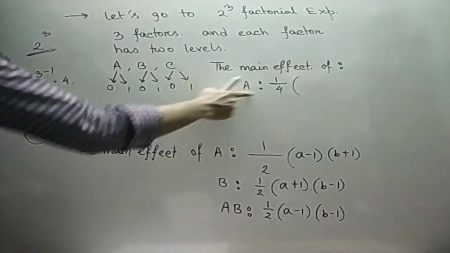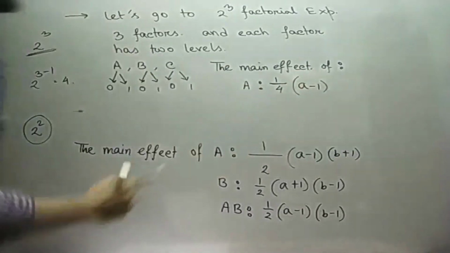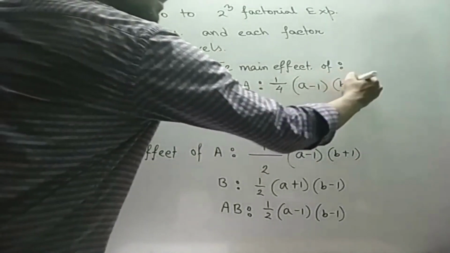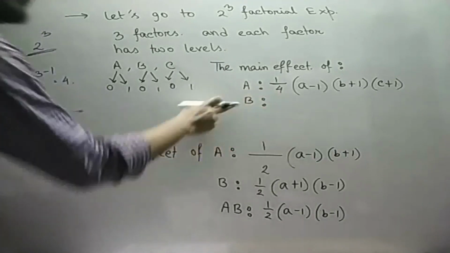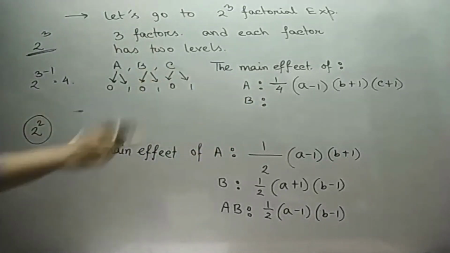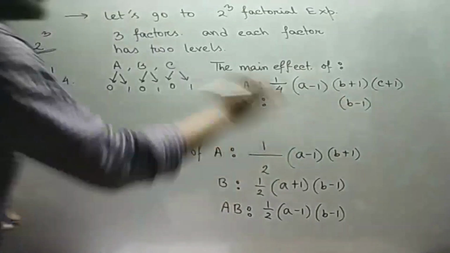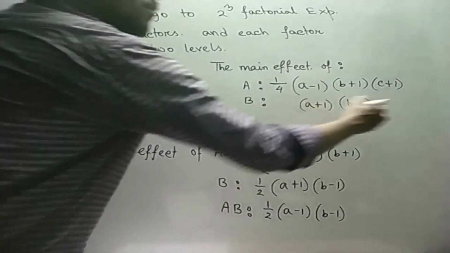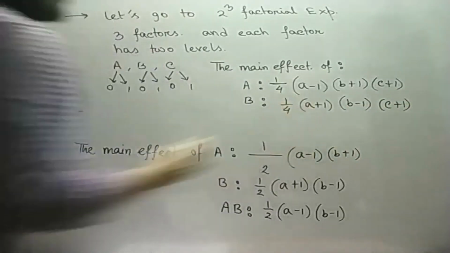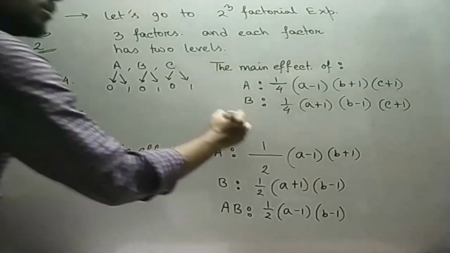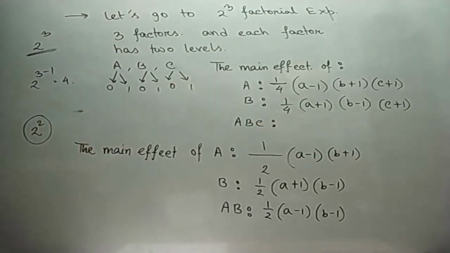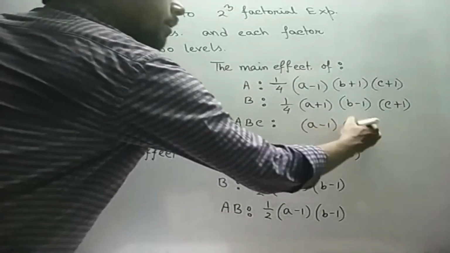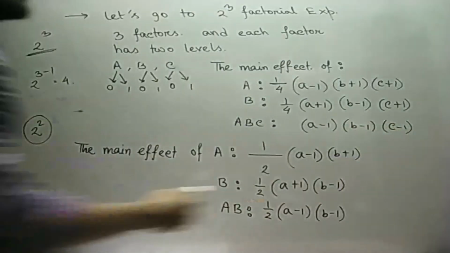Here A is present, so you have to take A minus 1, but all other quantities will be plus 1, that means B plus 1 and C plus 1, as we have 3 factors A, B and C. Then the main effect of B: as we have to calculate the main effect of B, B will be minus 1, but all other quantities will be plus 1, that means A plus 1 and C plus 1. Now let's talk about ABC. If each and every one is present, that means A will be minus 1, B will be minus 1 and C will be minus 1 also.